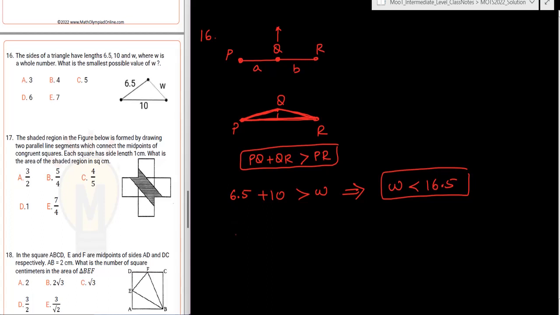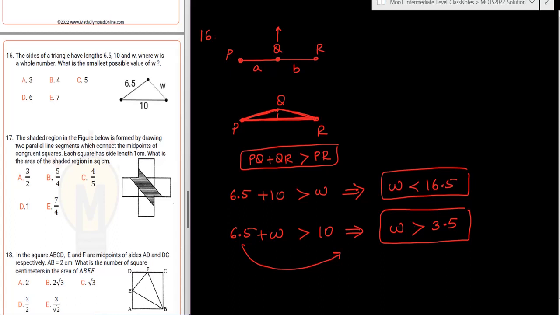The other one is, you can say 6.5 plus W must be greater than 10. That implies, moving the 6.5 to the other side, W must be greater than 10 minus 6.5, which is 3.5. So what this tells us is the value for W has to be more than 3.5 but less than 16.5. It can take any value between 3.5 and 16.5 on the number line.